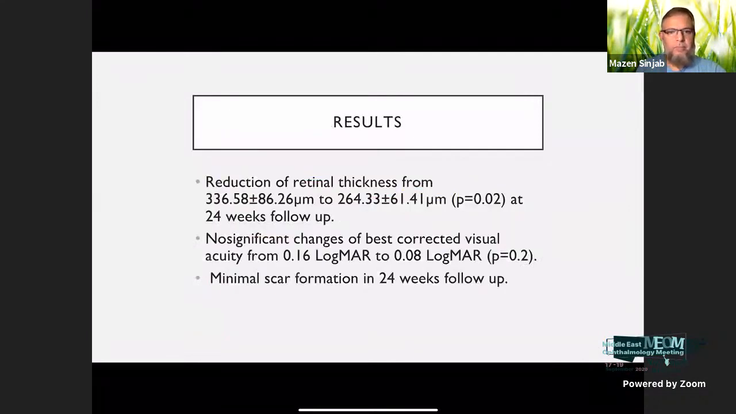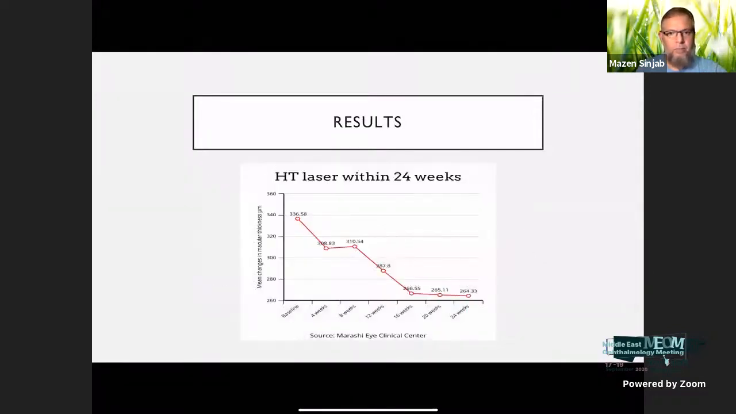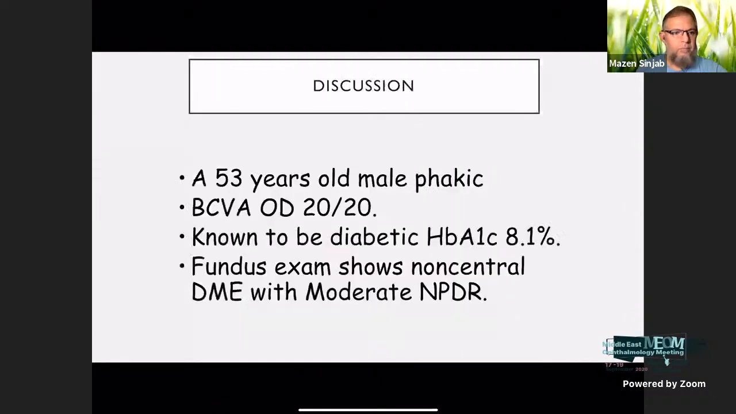The results were that I achieved a reduction of retinal thickness from 336 microns to 264 microns at 24 weeks follow-up. No significant changes in best-corrected visual acuity. There was a minimal scar formation in 24 weeks follow-up. This is how the macular thickness behaved and changed during the 24 weeks follow-up.